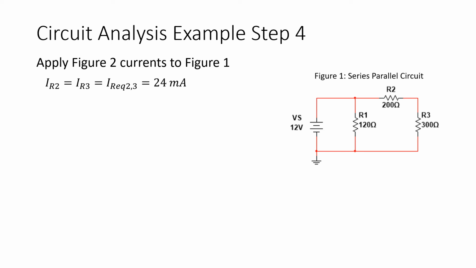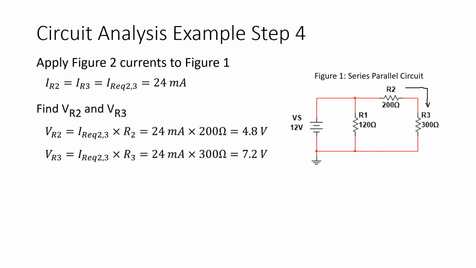Now we'll take the 24 milliamps that we calculated for the current through REQ23 and know that that 24 milliamps flows through the series combination of R2 and R3. So we can calculate the voltage drop across each of these resistors. VR2 equals 24 milliamps times 200 ohms, and VR3 equals 24 milliamps times 300 ohms.